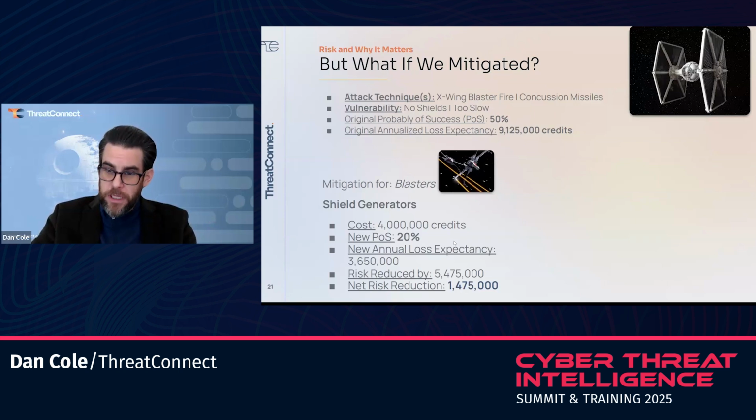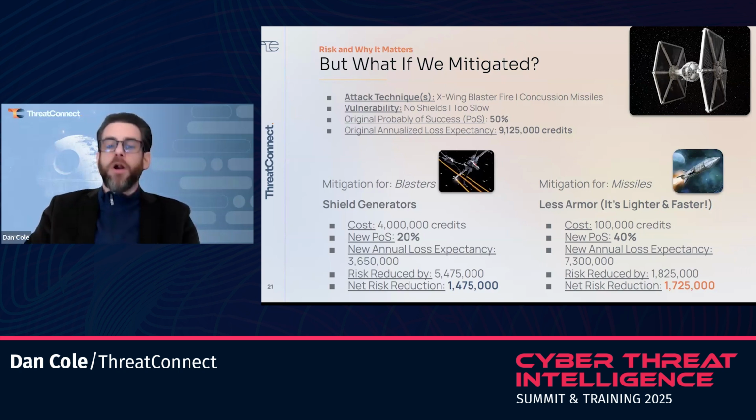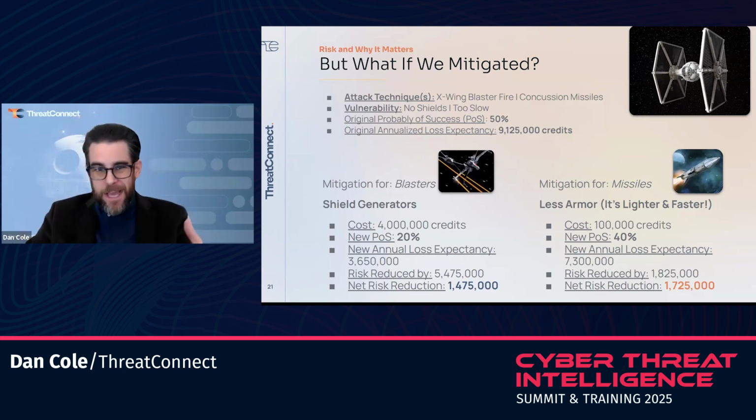Your executives are going to feel a little bit better. But what if we look at mitigating missiles? Well, maybe we take more armor out of the TIE fighter. That makes it lighter and faster. And that only costs 100,000 credits.